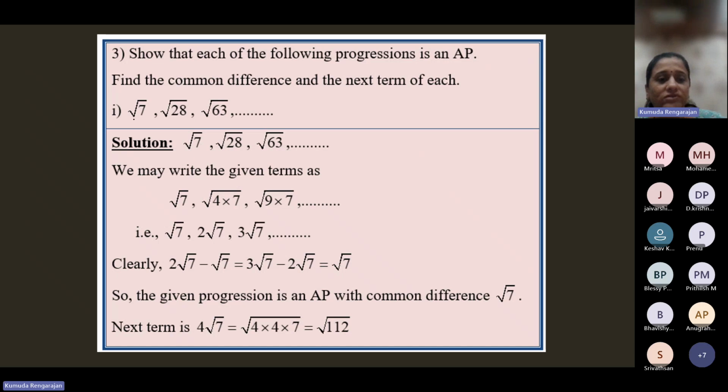So here you have a sequence like this. You need to show that it's an arithmetic progression. So wherever possible, express the surds as a mixed surd.